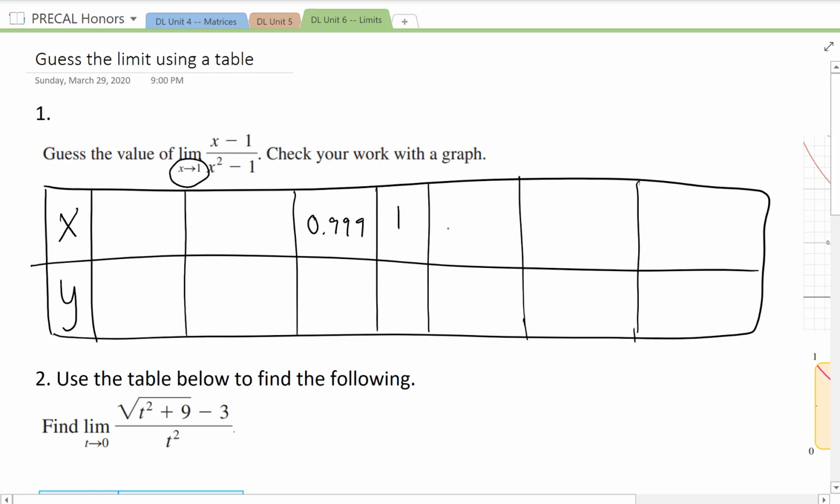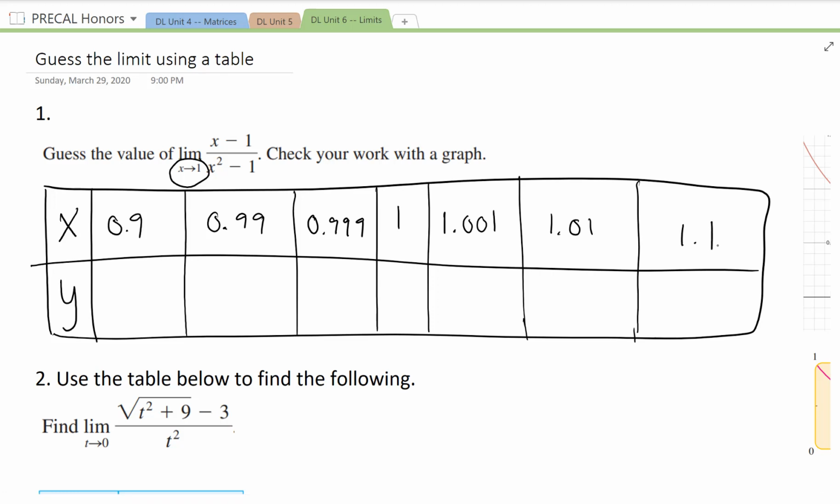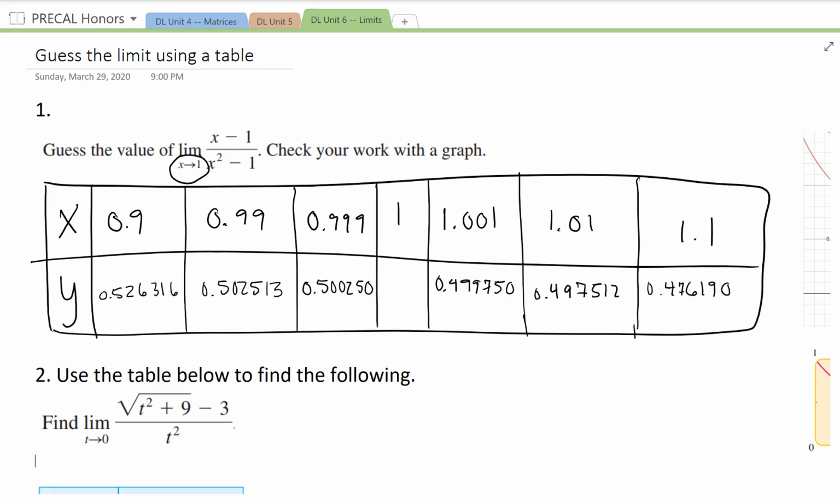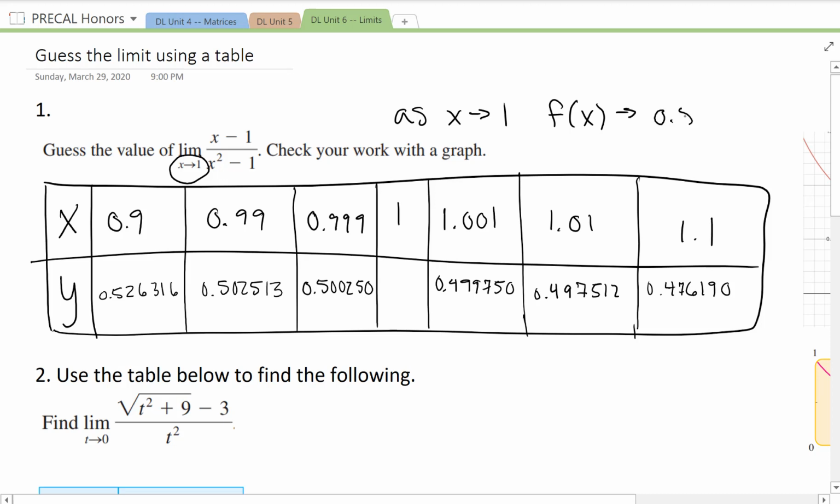So 0.999, and this would be 1.001. And then I'm going to take away a 9, take away a 0, just so I can get a clear picture. These are the values I'm going to plug in. I'm going to fill out the table now. Here is the table. So as you can see, as x approaches 1, f of x seems to be approaching, we have 0.500, 0.250, and then 0.499. It seems to be approaching 0.5.